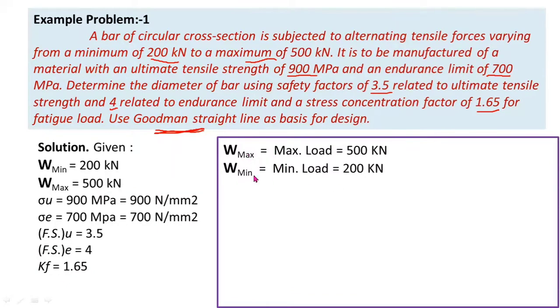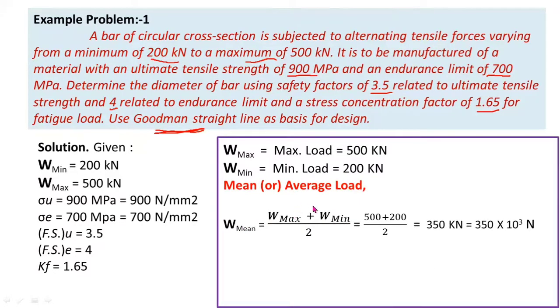So W max and W minimum, already we know that. From these two values, we have to find out the value of mean and variable load. Already we know the formula for mean or average load: W mean equal to maximum load plus minimum load by 2. So W max is 500, W minimum is 200, divided by 2 equal to 350 kilonewtons. So the mean or average load equals 350 into 10 power 3 newtons.